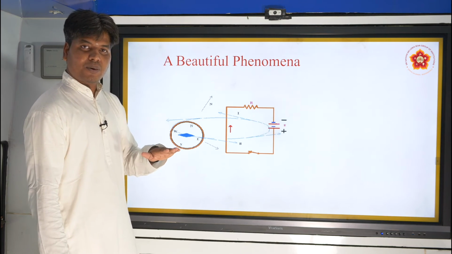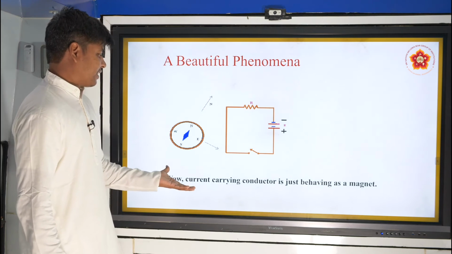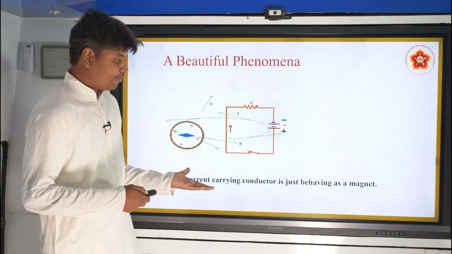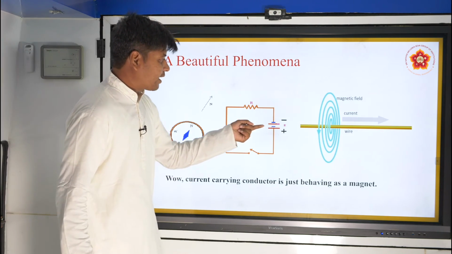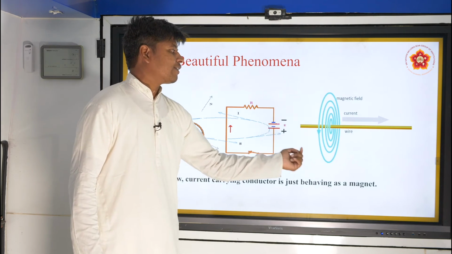Do you understand now? Now he went crazy. Wow, the electric current carrying conductor is just behaving as a magnet. And we can visually see it like this. If a wire is like this and current is going in this way, it is producing a circular magnetic field around it.